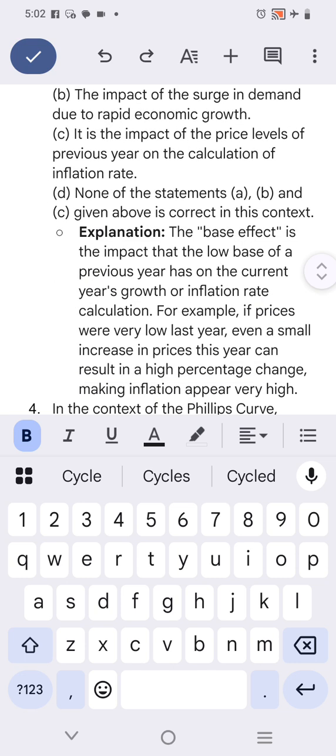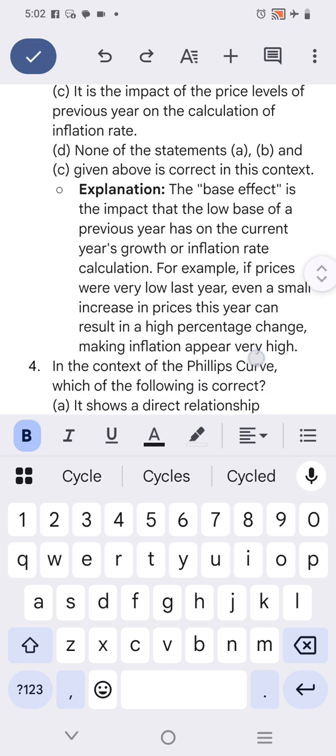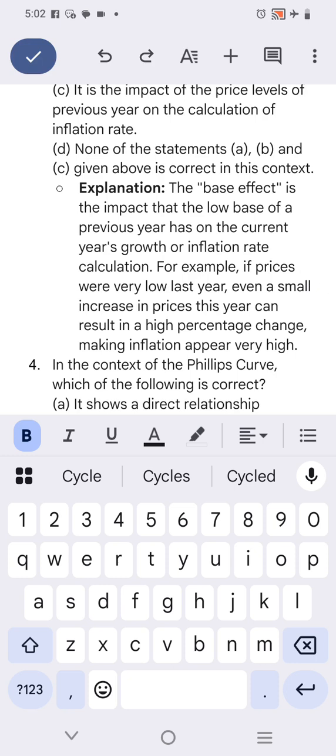Explanation: the base effect is the impact that the low base of the previous year has on the current year's growth or inflation rate. For example, if prices were very low last year, even a small increase in prices this year can result in a high percentage change, so inflation will be very high.